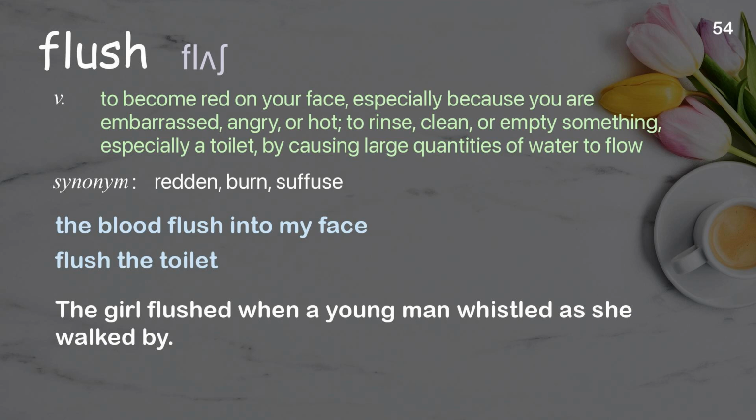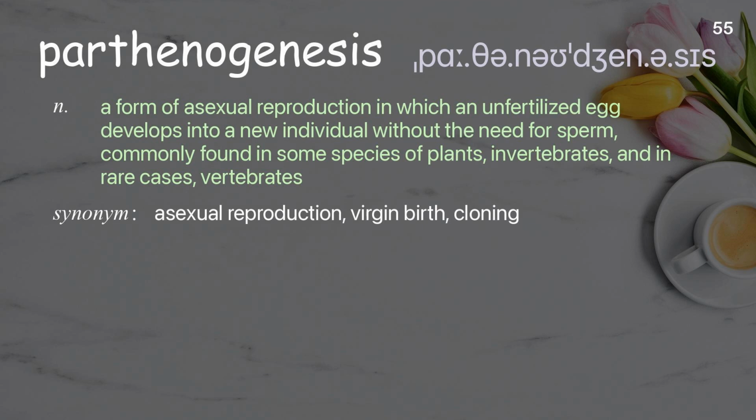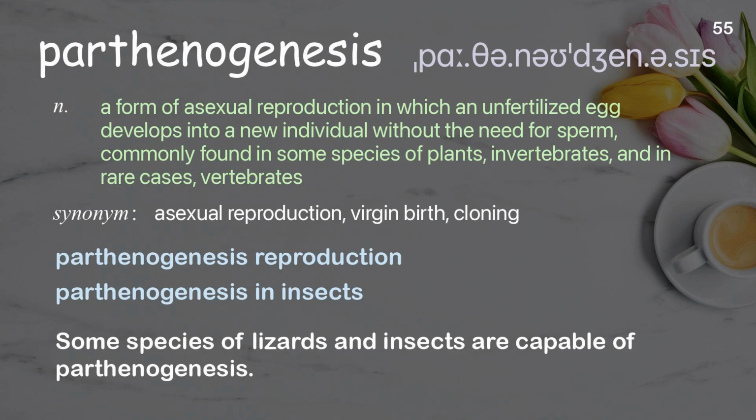Parthenogenesis. A form of asexual reproduction in which an unfertilized egg develops into a new individual without the need for sperm, commonly found in some species of plants, invertebrates, and in rare cases, vertebrates. Examples: parthenogenesis reproduction, parthenogenesis in insects. Some species of lizards and insects are capable of parthenogenesis.